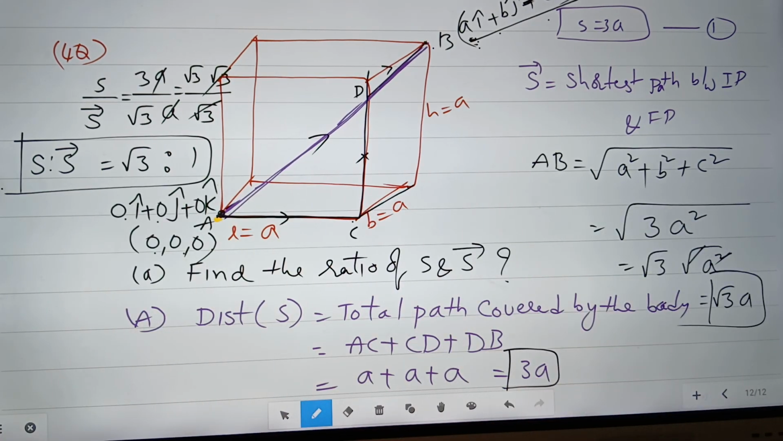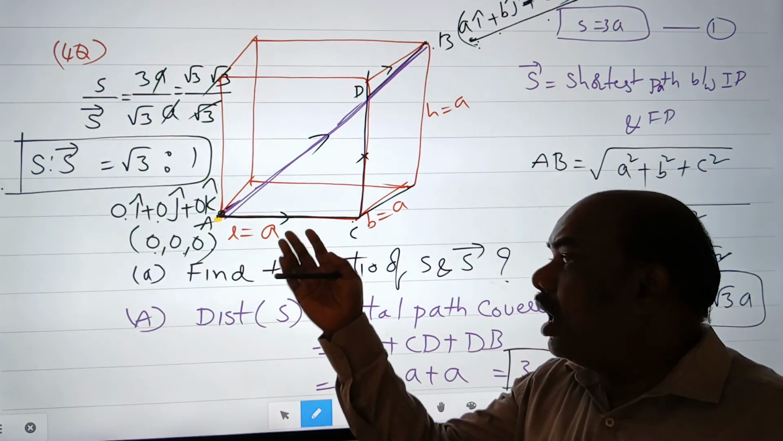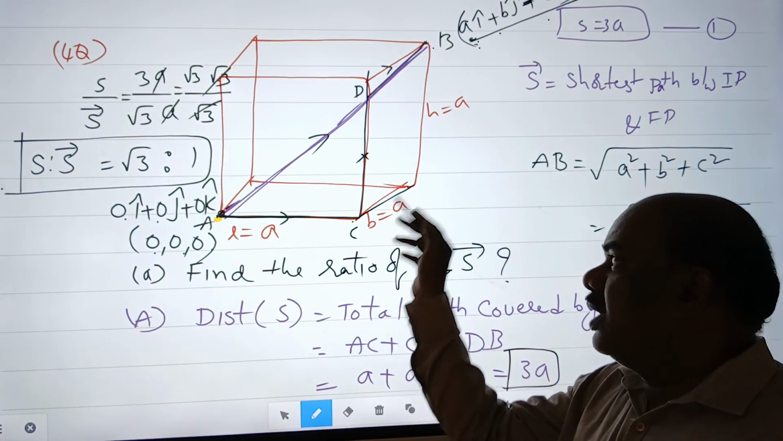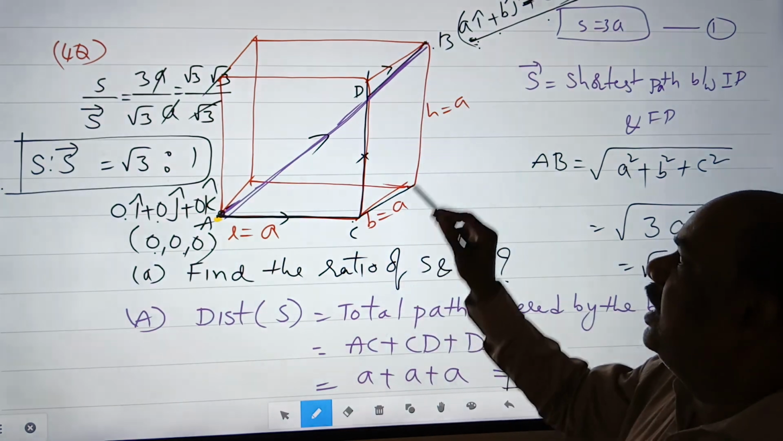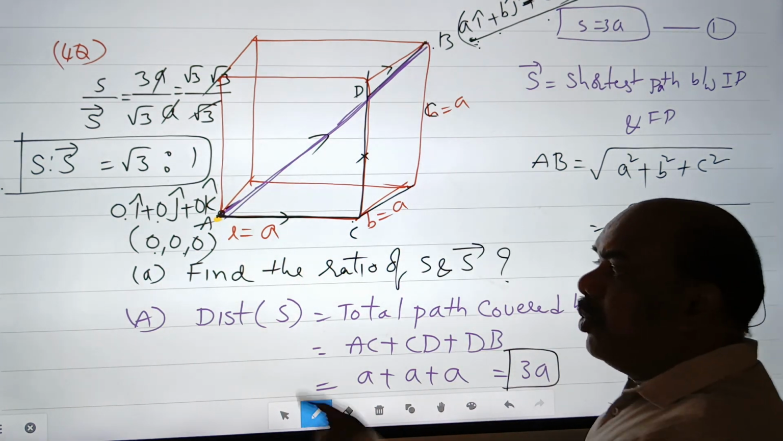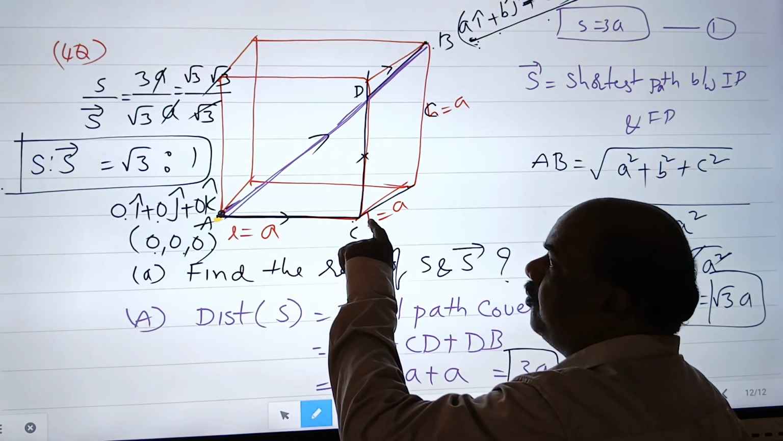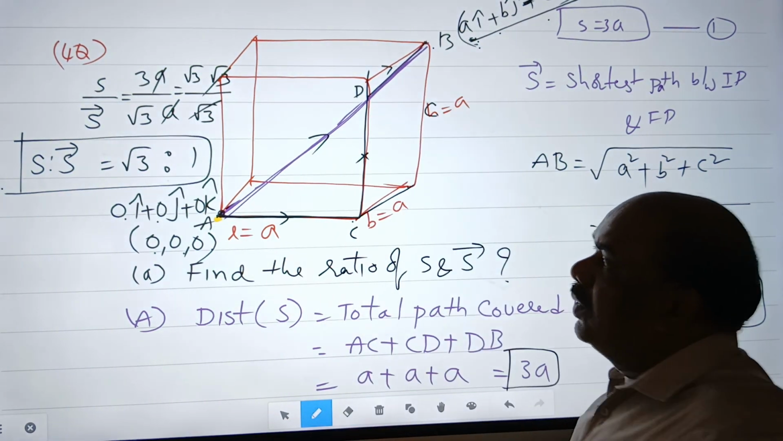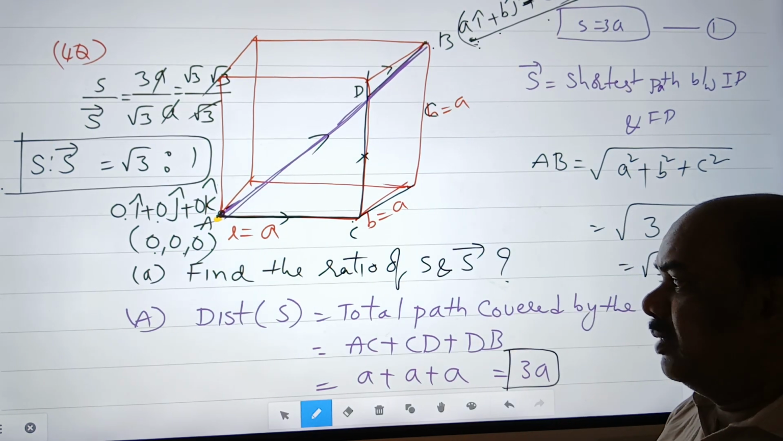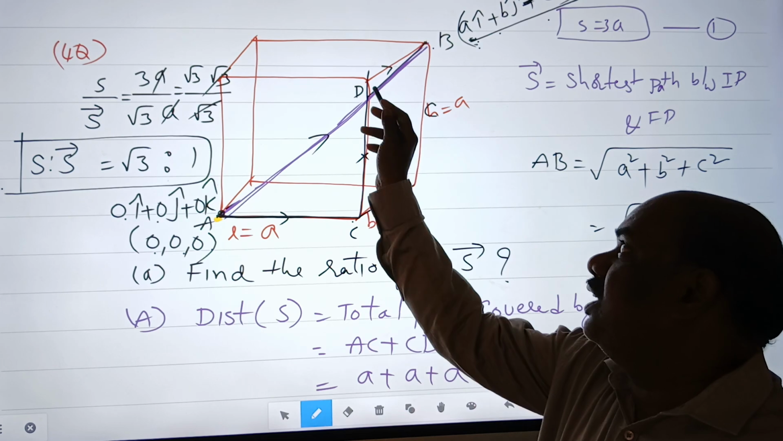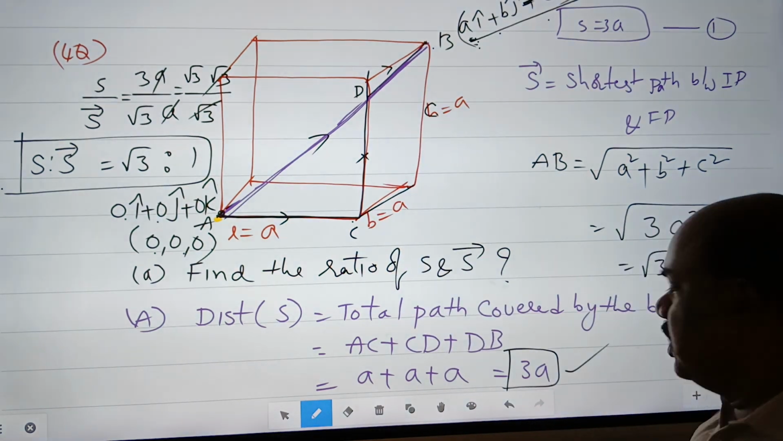Very important question. There is a cube. All sides have the same distance. Let the length be A, breadth be A, and height is also A. Height you can take as C, which is A. Now a particle goes from A to C, then after C to D. You have to find the distance and displacement. You know that distance is the total path covered by the body. Here we get A plus A plus A, 3A, which is the distance.